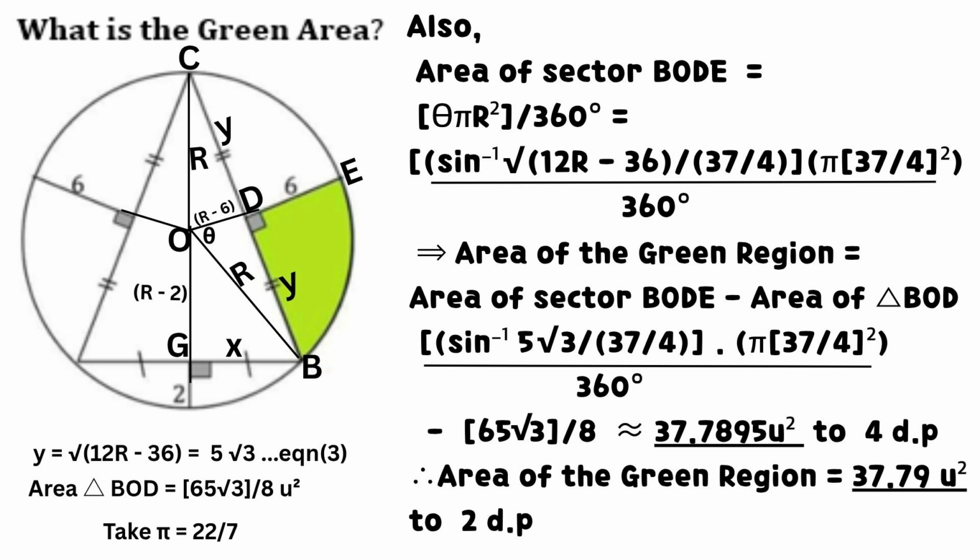37.7895 square units to 4 decimal places. Therefore, the area of the green region equals 37.79 square units to 2 decimal places.